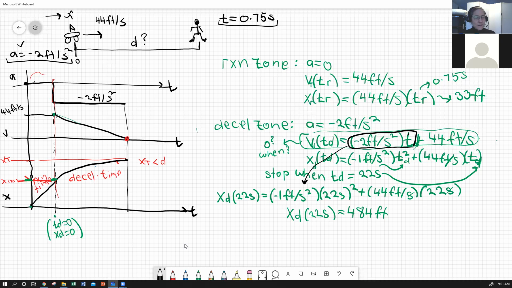So really, this region is huge, 484 feet compared to this one. It's only 33. So if you have a normal reaction time, the majority of the distance you would cover in stopping is limited by your car's braking system and the friction of the road.